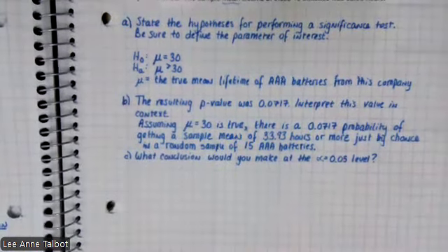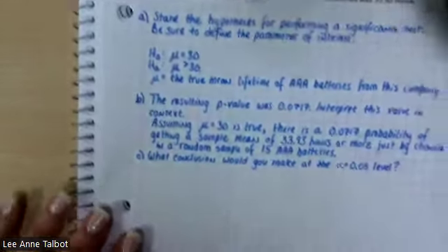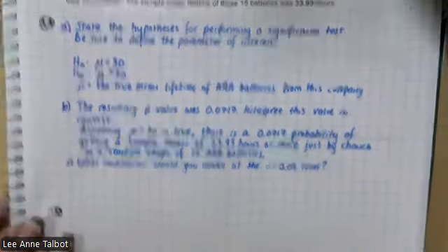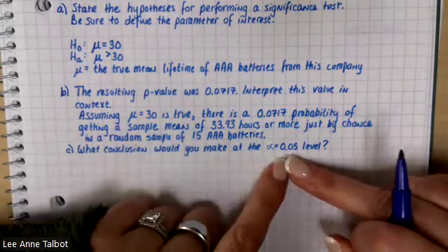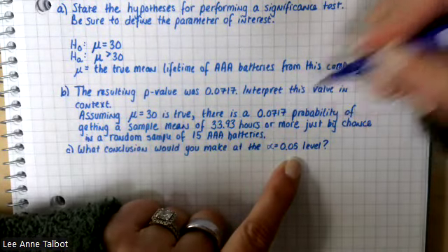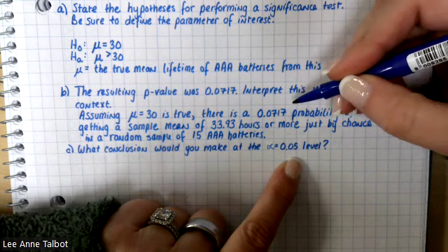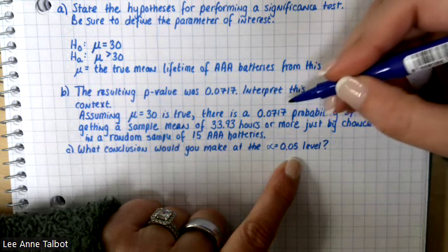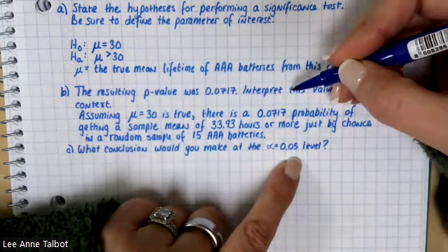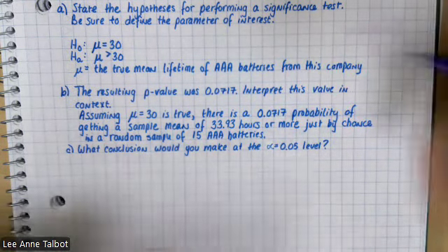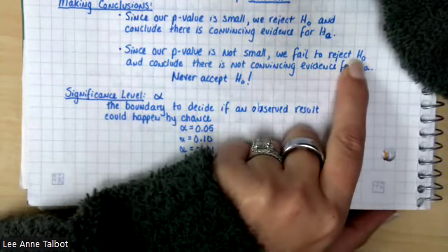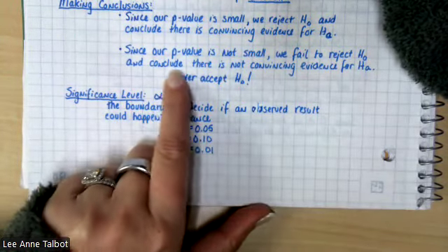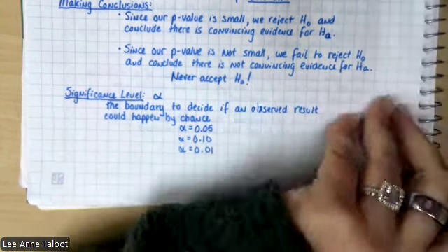Last thing for the day. What conclusion would you make at the alpha equals 0.05 level? So it's telling you the boundary is 0.05. Is your p-value greater than that or less than that? Greater, right? Isn't 0.0717 greater than 0.05? So let's flip back. Since our p-value is not small, we fail to reject the H0 and conclude there is not convincing evidence for the Ha.